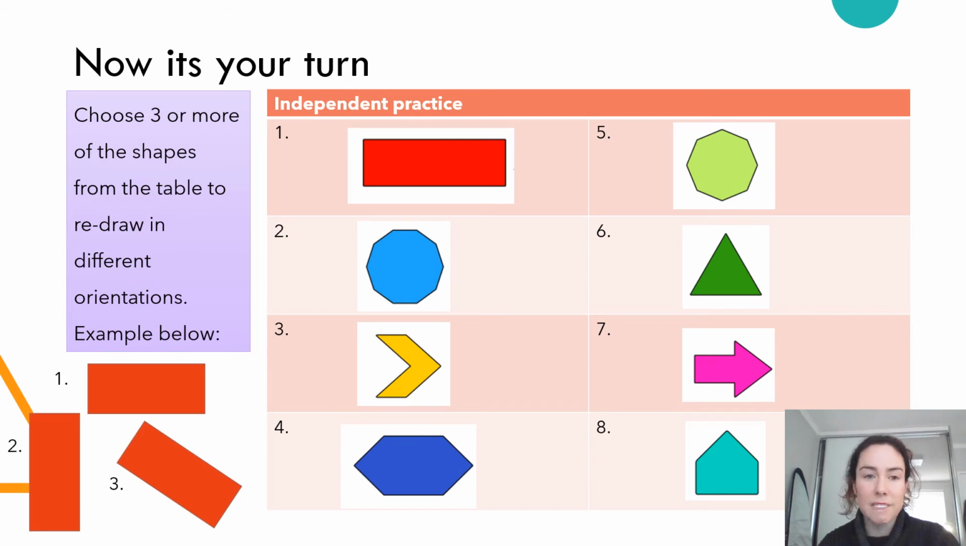Your next task is to choose 3 or more of the shapes from the table to redraw in different orientations. So for example, you might draw your rectangle straight or normal like the photo, then you might draw it in a vertical position like this, and then you might draw it in an angled position like this. However, even though it's moved into these different orientations, we know that this is still a rectangle. So you want to choose 3 of the shapes from this table here, or more if you would like to do more, to draw into different orientations like my example here. Make sure to use a ruler if you have one, or a straight edged object.